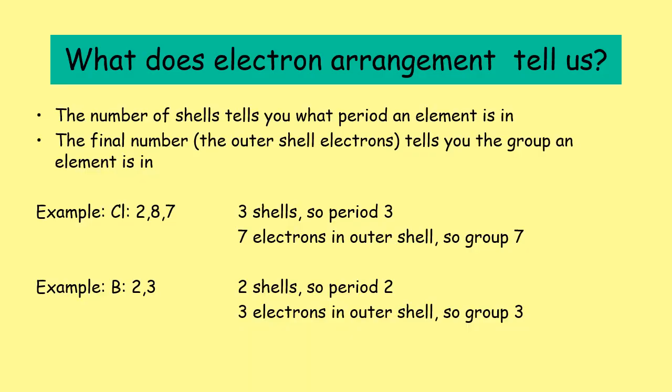Now the electron arrangement, yes, we can be asked to draw it out, but we can also use it to give us information. The number of shells that an element has tells you what period of the periodic table it is in. The final number, which is the number of electrons in the outer shell, tells you what group an element is in. So chlorine has an electron arrangement 2, 8, 7. Three numbers, so three shells, which means it's in period 3. The final number is 7, so it's in group 7. Boron, electron arrangement 2, 3. Two shells, so period 2. Three electrons in the outer shell, so it's in group 3.